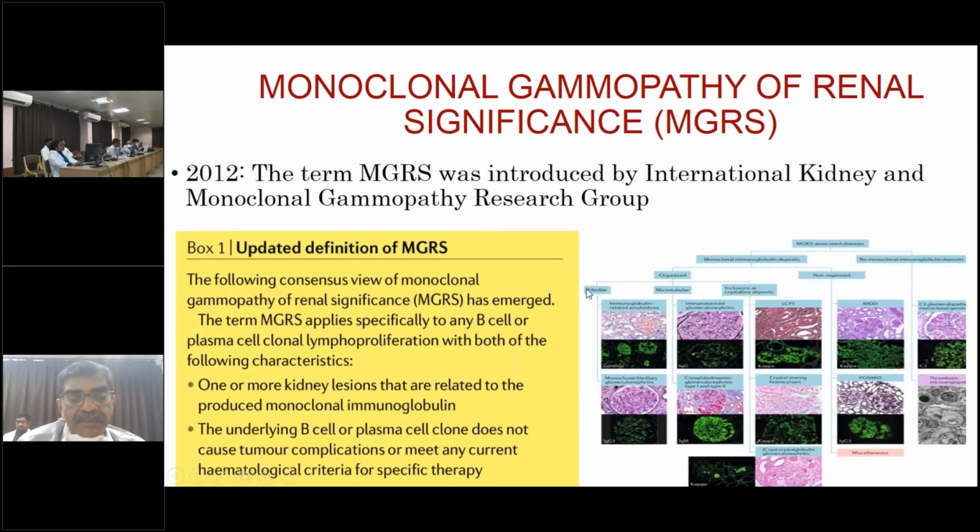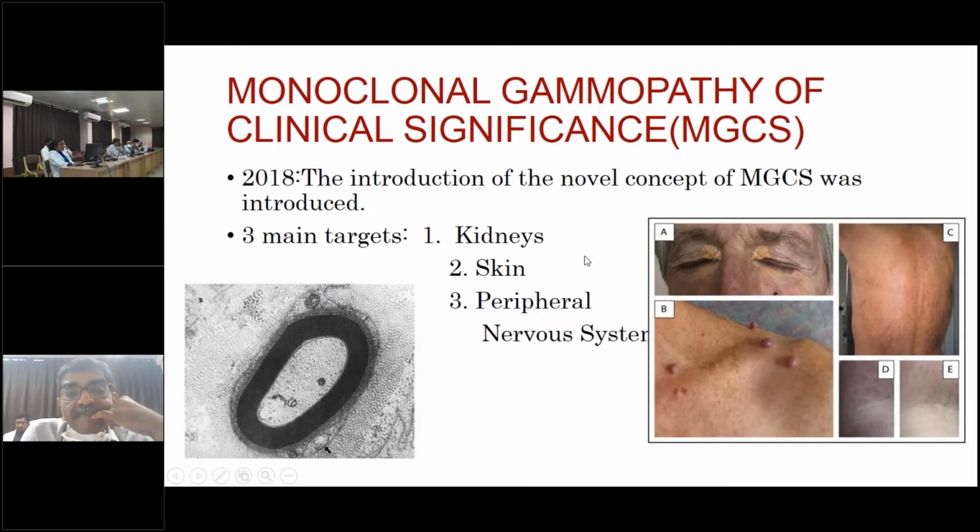So they had a spectrum of renal diseases which did not fulfill the criteria or the pathology of cast nephropathy, but still had an underlying B cell or plasma cell clone that did not cause tumor complications of myeloma, and one or more kidney lesions that are related to the produced monoclonal immunoglobulin. We saw case 3, which was an MIDD, which was one of the spectrum of this MGRS. In 2018, we also noticed that not only the kidneys, but the skin and the peripheral nervous system were also significantly involved in these patients with MGUS.